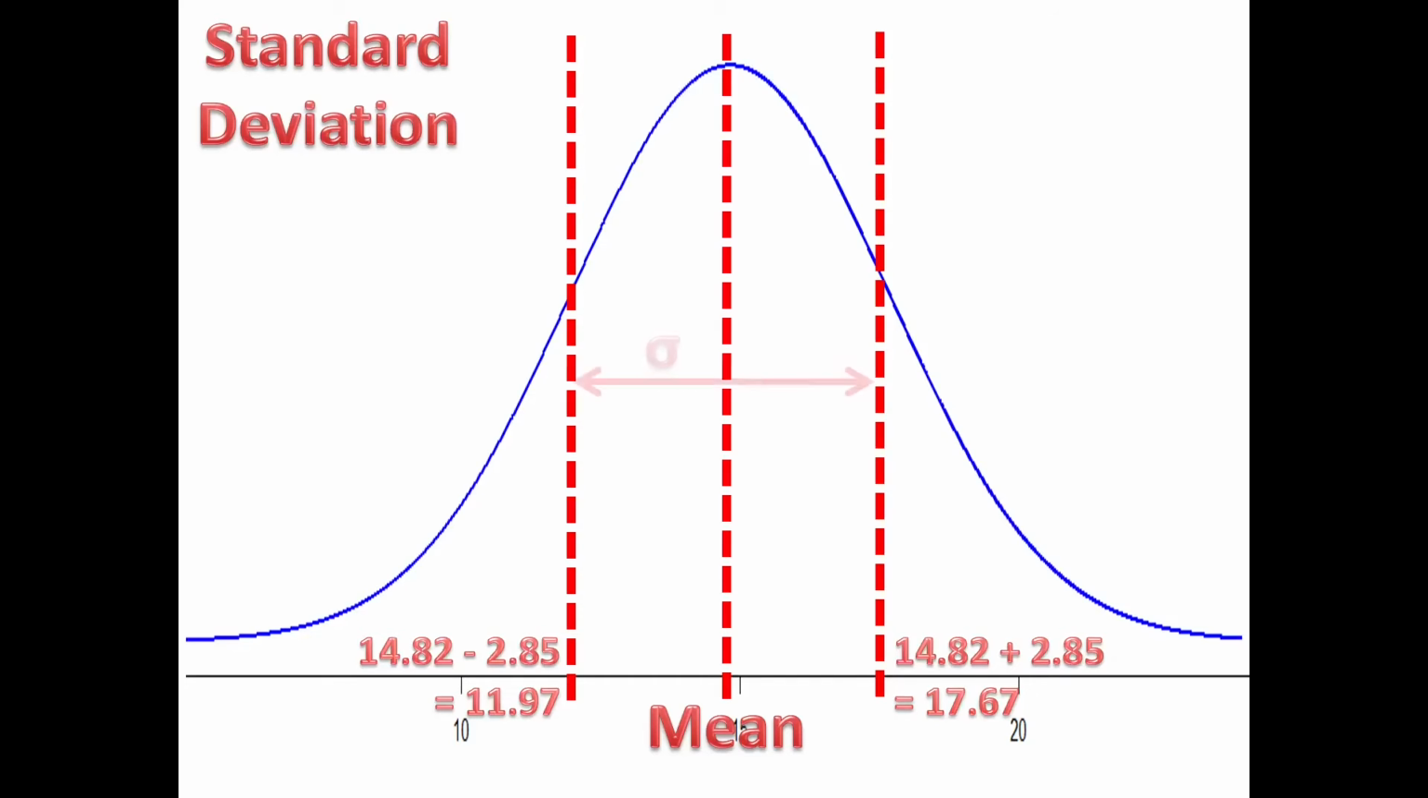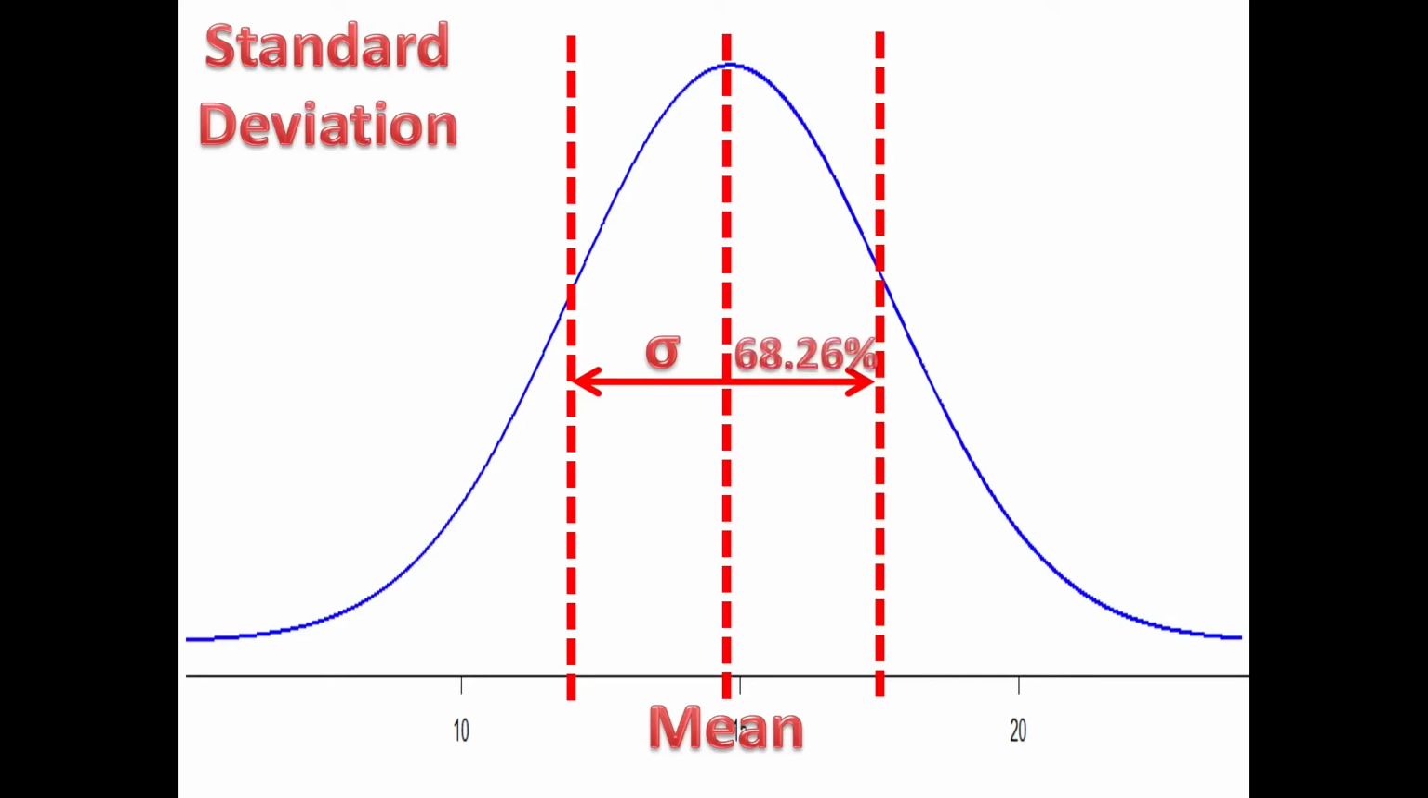Statisticians use the Greek letter sigma to denote standard deviation. On a normal distribution, 68.26% of your data will be within plus or minus one standard deviation of the mean. So even though we say that all banana peels take up 14.82% of the total weight of a banana, the actual value will be somewhere between 11.97 and 17.67, 68% of the time. That's more than half.